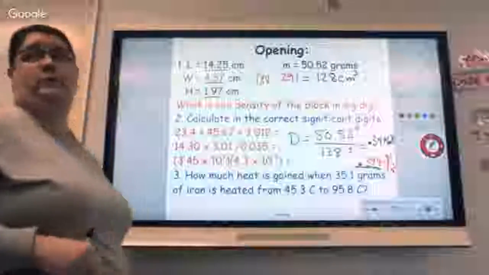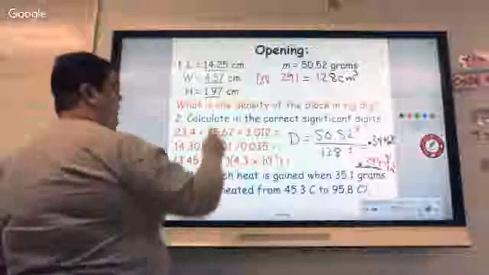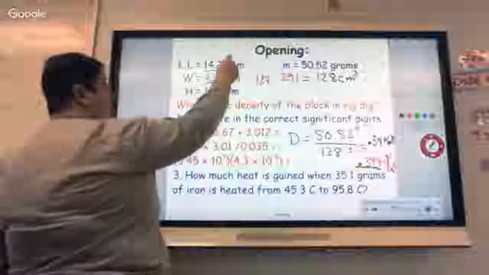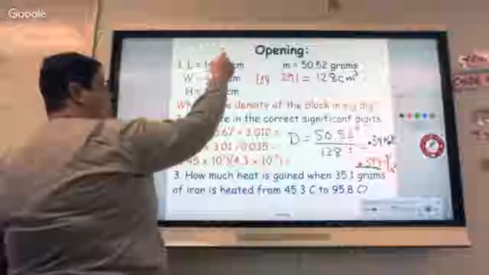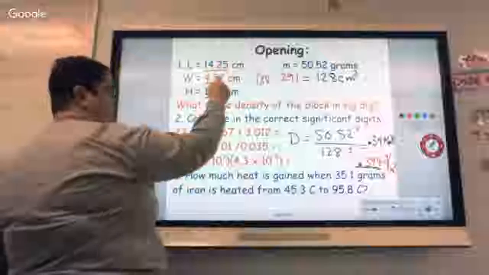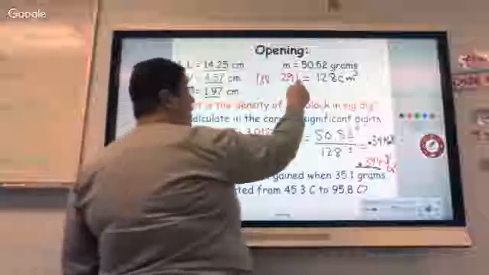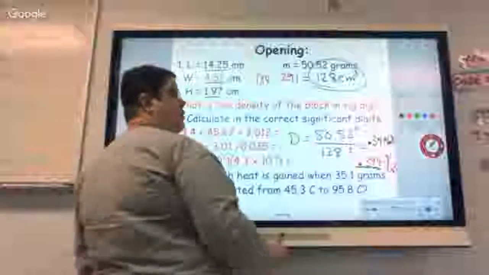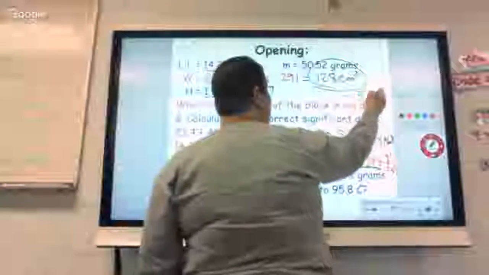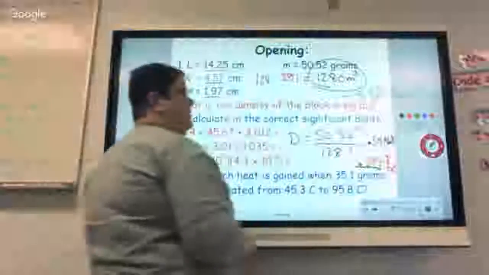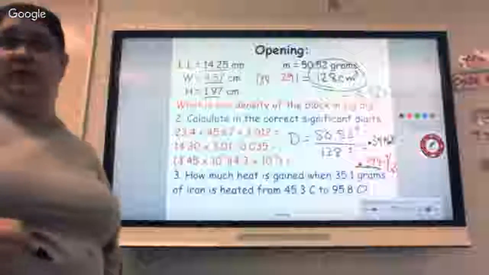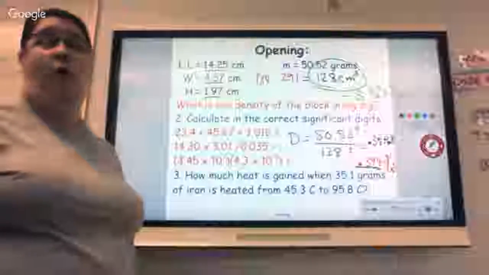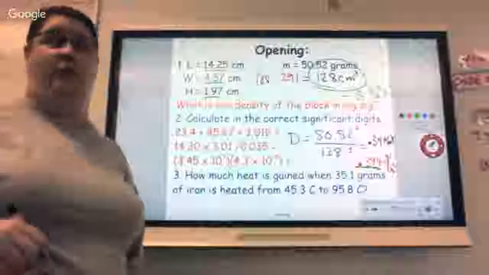So when I graded your lab paper, when I looked at your length, width, and height, you had to have 2 places behind the decimal, 2 places behind the decimal, 2 places behind the decimal, and your volume had to have how many significant digits? 3. So if I wrote -3 SD, that means your volume did not have 3 significant digits. You either had 2, or 4, or 5. Put it this way, you didn't have 3.